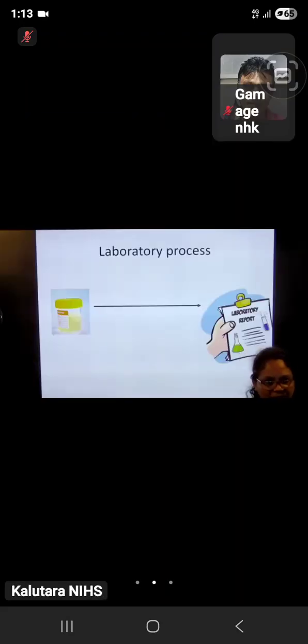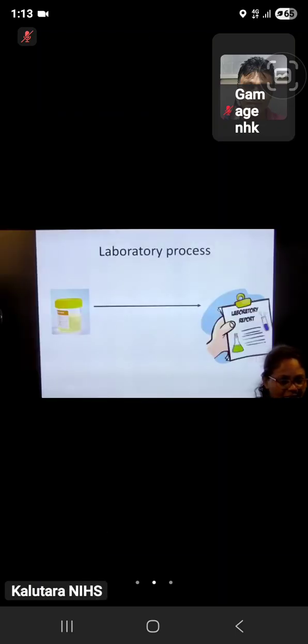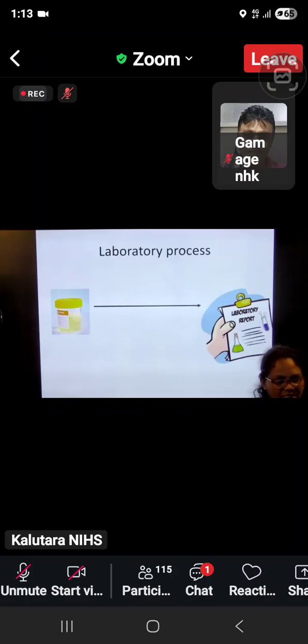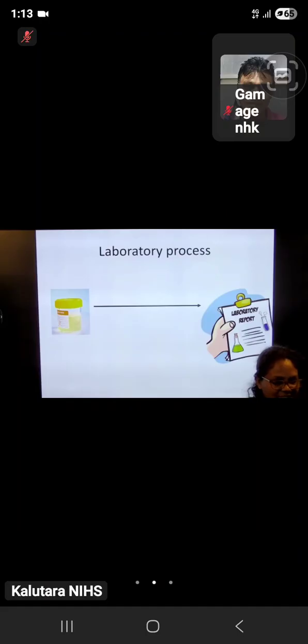In between specimen and report, there is a laboratory process. In that process, there are a lot of steps involved. Tell me what are the steps involved in between specimen input, that is the input, and the report, that is the output. What are the steps involved in the laboratory process? Tell me.